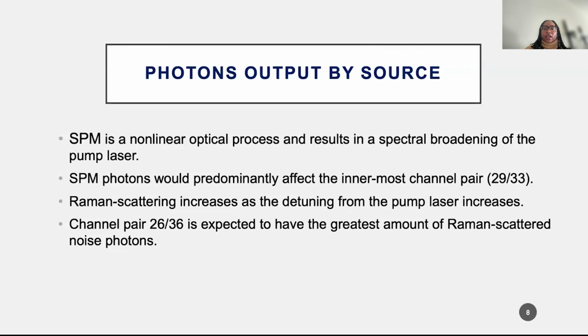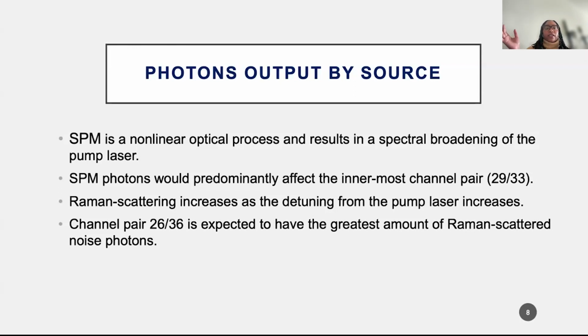PBS, the four-wave mixing is not the only way to produce photons in the system. The photons are also generated via self-phase modulation and Raman scattering. So the four-wave mixing photons are the entangled photons, and the self-phase modulation and the Raman scattering photons are the noise photons produced by the source.